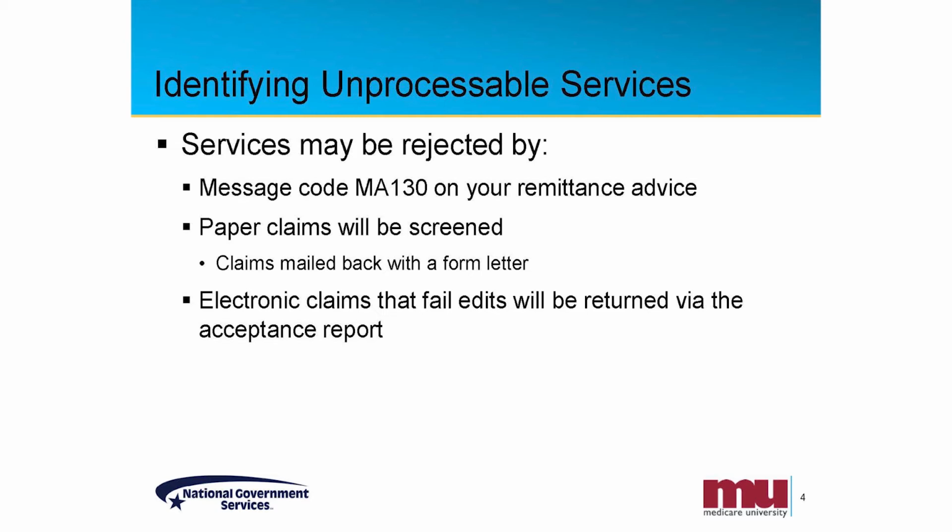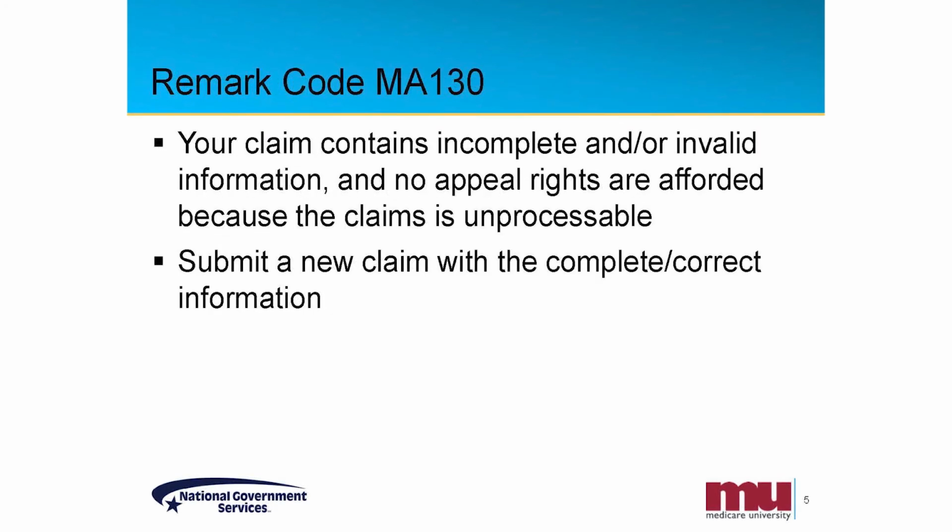Paper claims will be screened. When incomplete or invalid information is detected, the claim will be mailed back to the provider with a form letter indicating why the claim is being returned. Electronic claims that fail initial edits will be returned via the acceptance report. If a claim contains both processable and unprocessable services, the unprocessable services will be split onto a separate claim and returned as unprocessable.